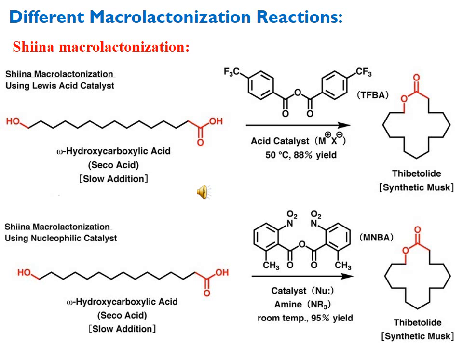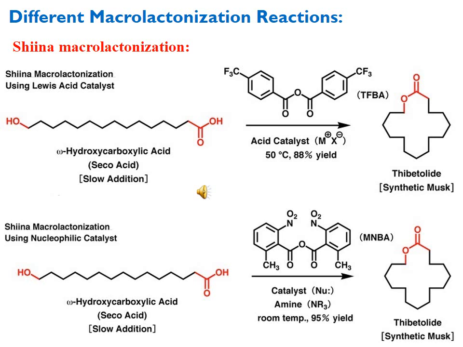The third related macrolactonization reaction is the Shina macrolactonization reaction, which proceeds in two different ways. One way is by using a Lewis acid catalyst, and the second is by using a nucleophilic catalyst. In both types you can see omega hydroxy carboxylic acid is used, which is also known as seco acid, and it is used through slow addition of this substrate.